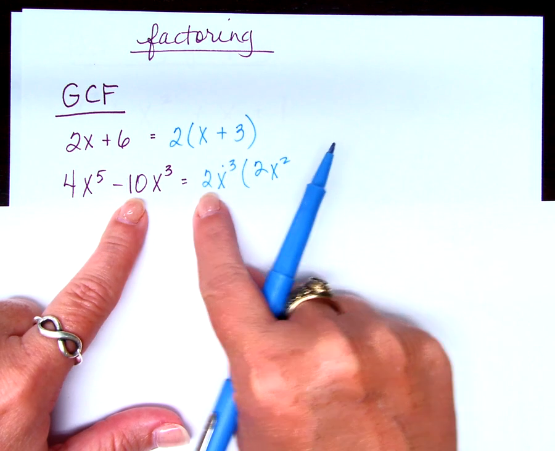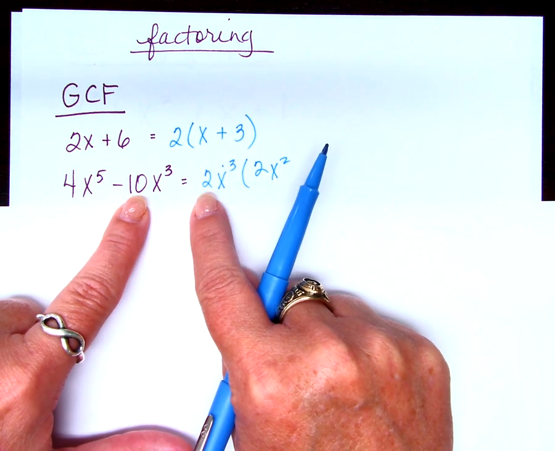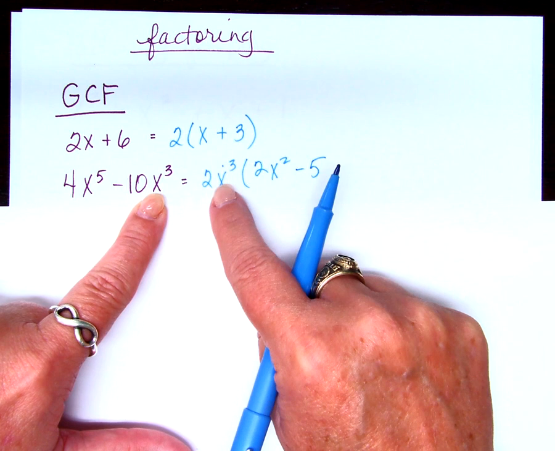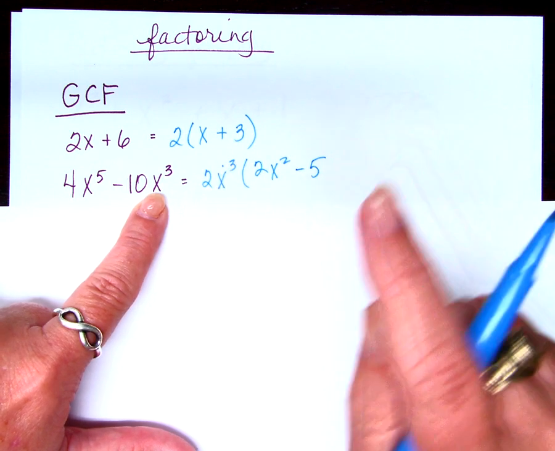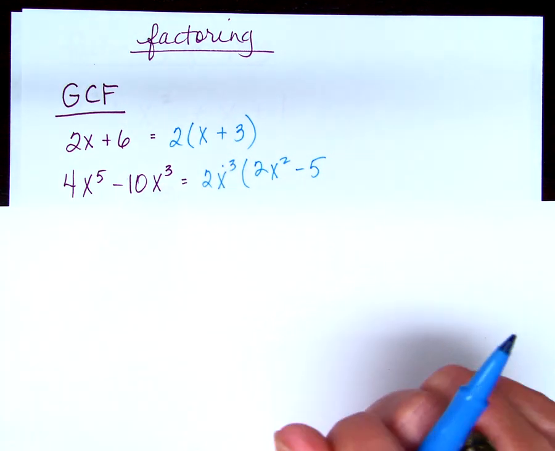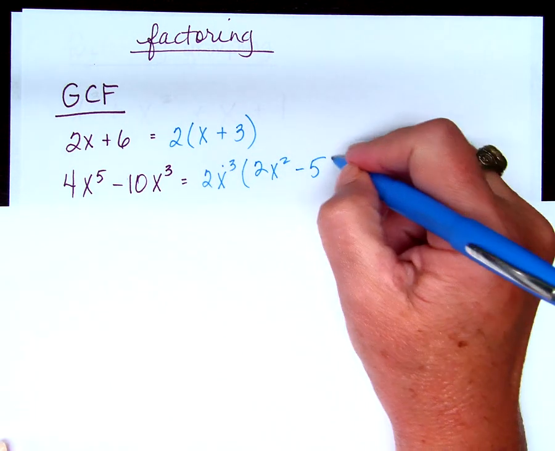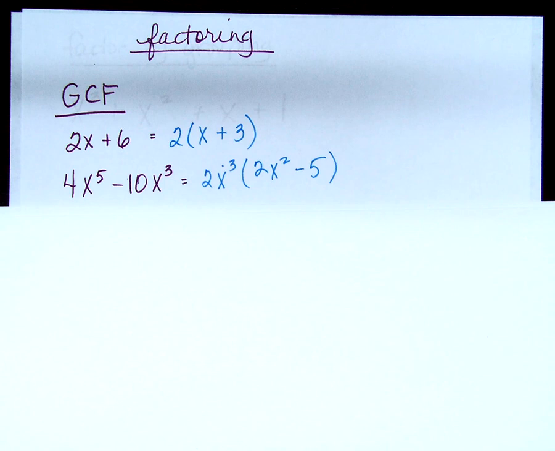Now, look here. What is 10 divided by 2? 5. And then what's x to the 3rd divided by x to the 3rd? What's anything divided by itself? Except for 0, right? It's always 1. So it's just that. That's all we got. Does that make sense? So every problem that we do today, we're going to make sure to look for the greatest common factor first. That'll make things a lot easier for us.